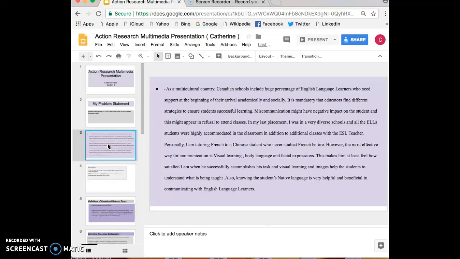Personally, I'm tutoring French to a Chinese student who never studied French before. However, the most effective way for communication is visual learning, body language, and facial expressions. This makes him at least feel how satisfied I am when he successfully accomplishes his task, and visual learning and images help the students to understand what is being taught. Also, knowing the student's native language is very helpful and beneficial in communicating with English language learners.